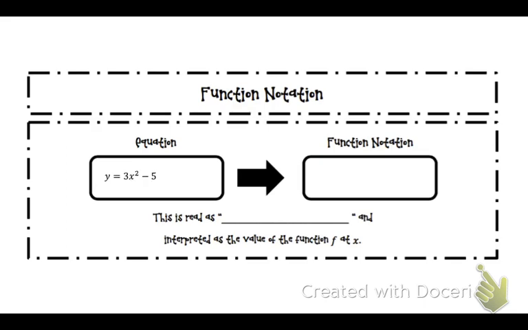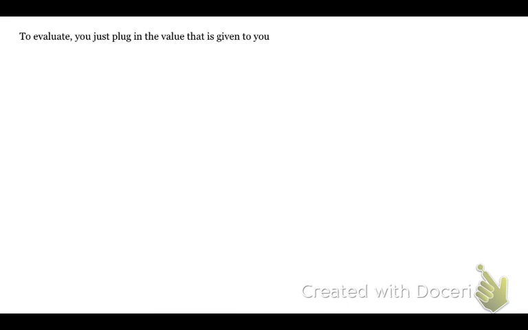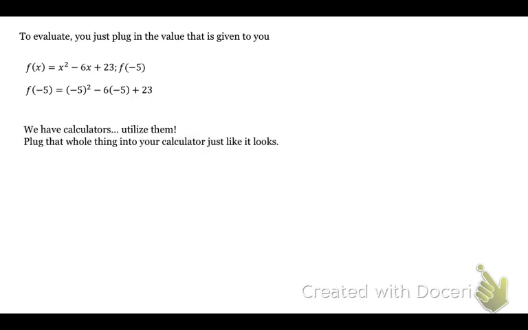Now, if you have y equals 3x minus 2, function notation is really just adding the f of x in there. So f of x equals 3x squared minus 5. And that's read as f of x. Okay? So to evaluate, you just plug in the value given to you. So say you have f of x equals x squared minus 6x plus 23, and you're evaluating f of negative 5, just plug negative 5 in. And I would just put that into your calculator. We have them, so let's use them, right? Utilize them, and you get 78. Same thing here, plug in 9, you get negative 74.